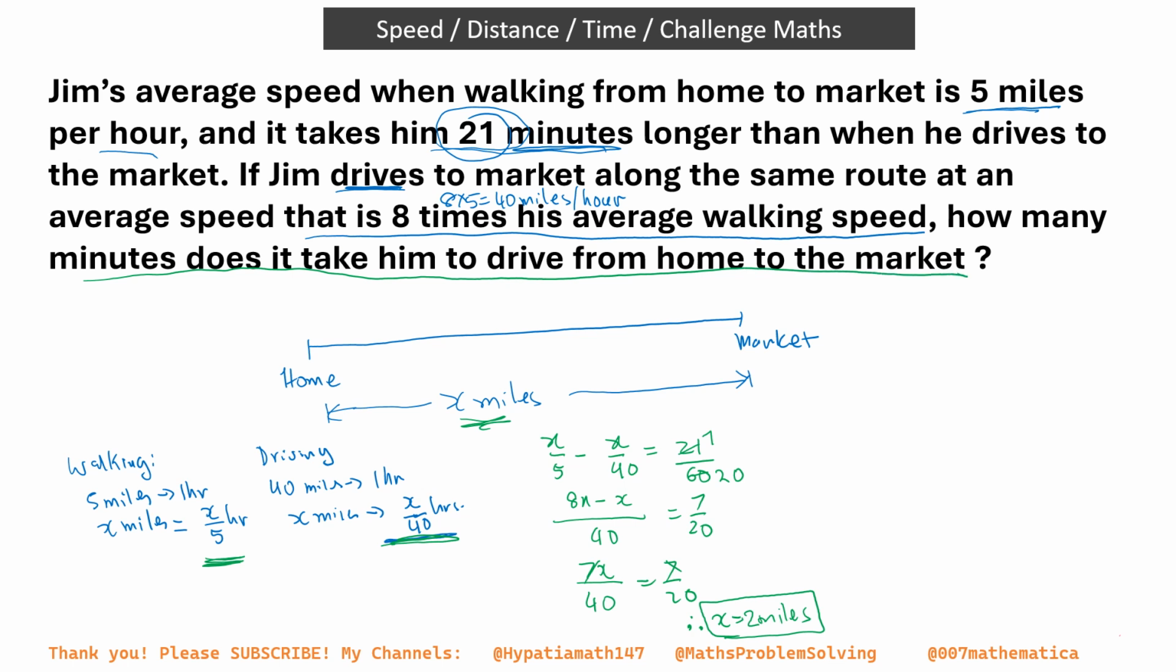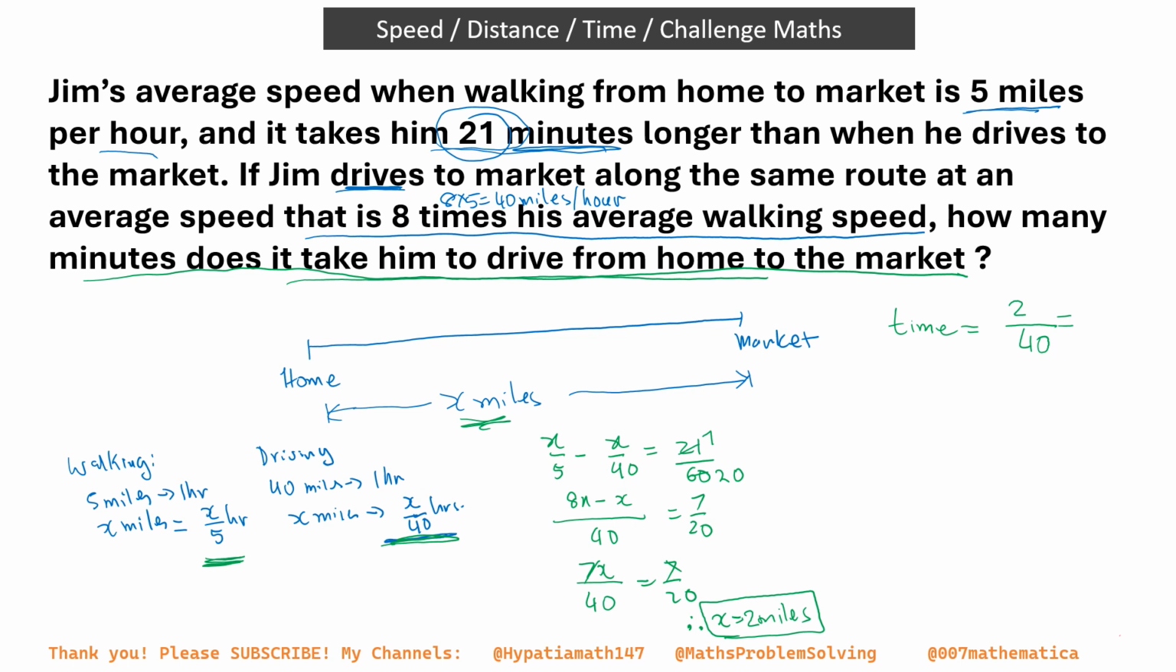So the driving speed is 40 miles per hour. The distance is this. I need to find the time. So as always, speed is distance divided by time, so the time would be distance divided by speed. So the time taken to drive from home to market would be the distance, that is 2 miles, divided by the speed, that is 40.